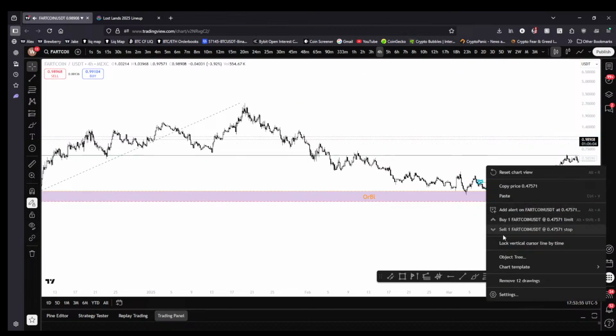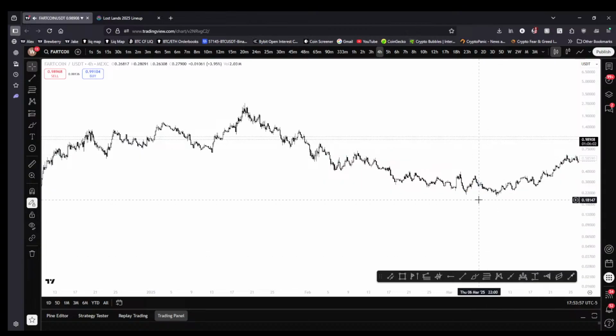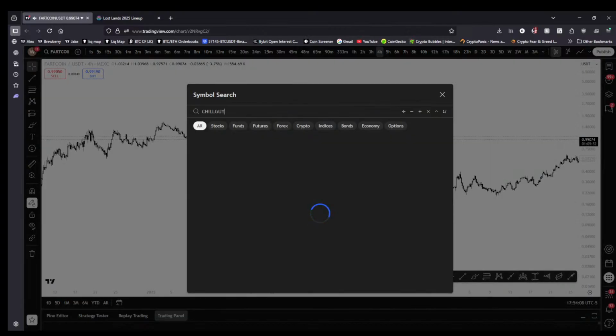Now, if you like trading altcoins, as you guys move on and go on to apply this stuff, you guys are going to notice how easy it is to trade altcoins using market structure concepts. So let's go to like Chill Guy, for example.